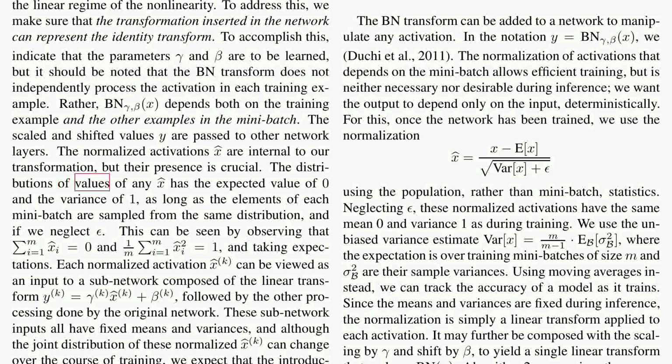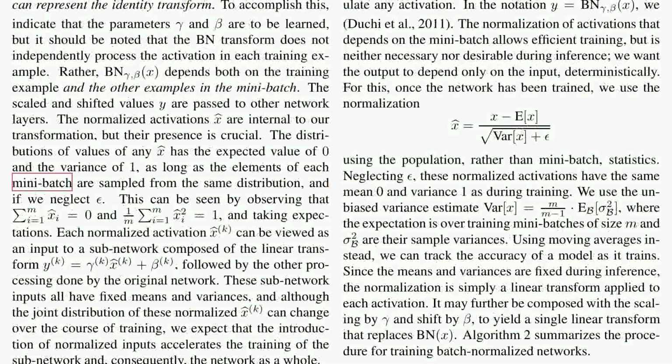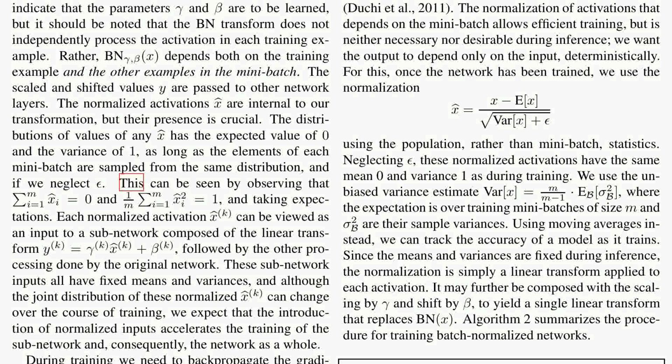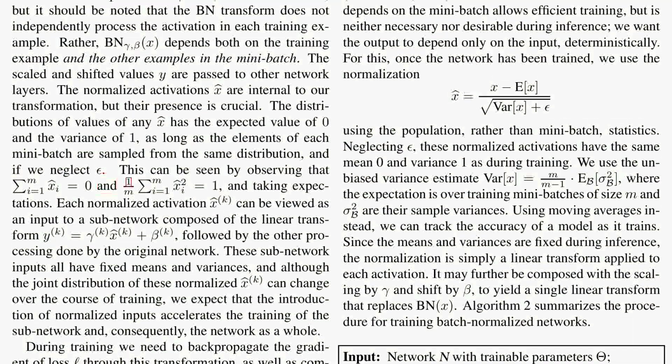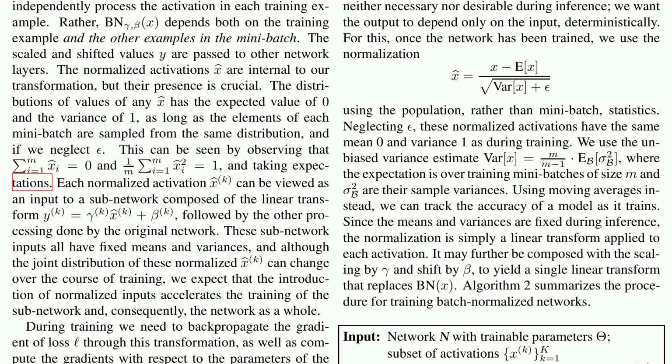The distributions of values of any x̂ has the expected value of 0 and the variance of 1, as long as the elements of each mini-batch are sampled from the same distribution, and if we neglect ε. This can be seen by observing that Σ(i=1 to m) x̂i = 0 and (1/m) Σ(i=1 to m) x̂i² = 1, and taking expectations.